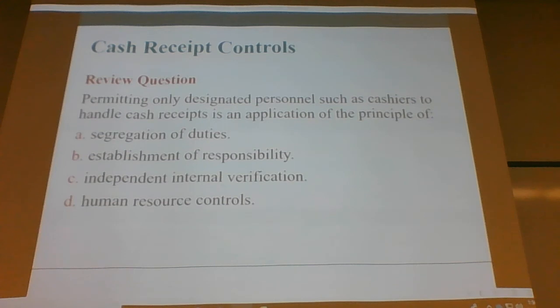Okay, so we have a review question. It says, permitting only designated personnel such as cashiers to handle cash receipts is an application of the principle of, what do you think? A, B, C, or D? Well, A and B are the two that you might get confused, but this is an example of B, establishment of responsibility. Okay, establishment of responsibility. That cashier has responsibility for those cash receipts until the shift is over and the money goes to the cashier after that point.